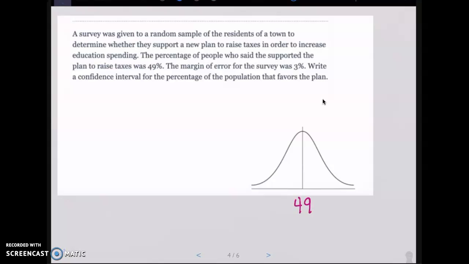So the margin of error they gave us is 3% already.